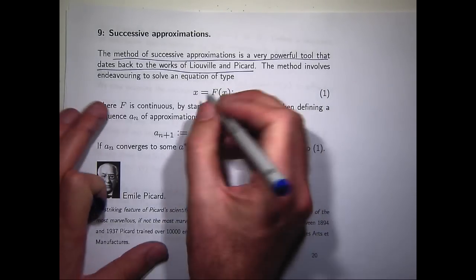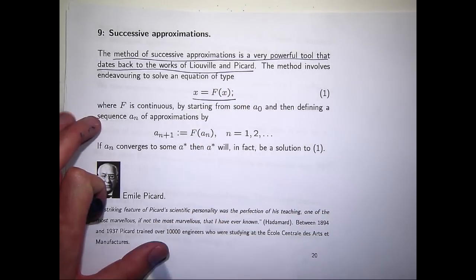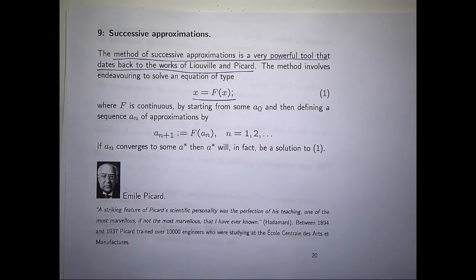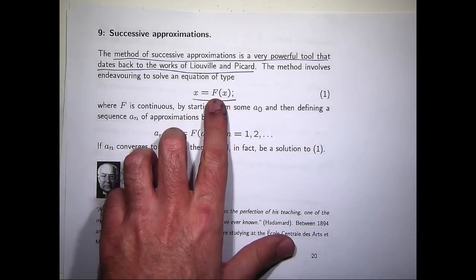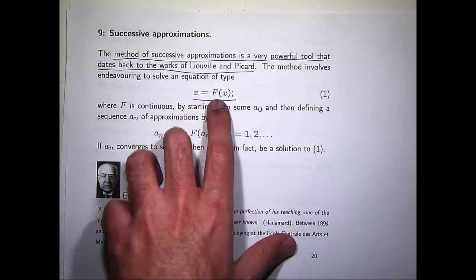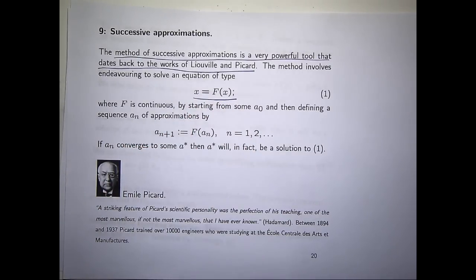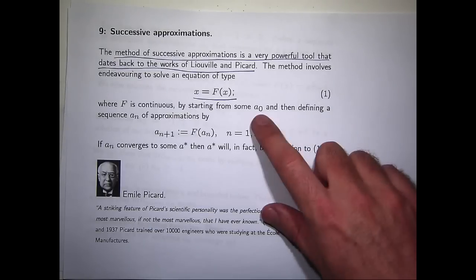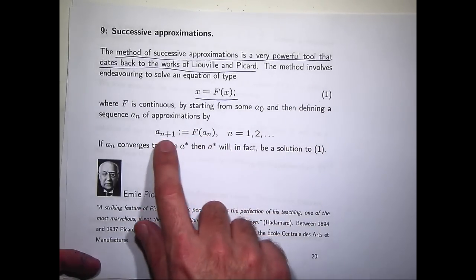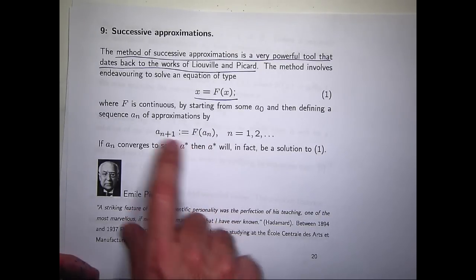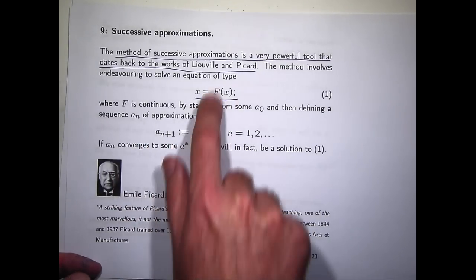So suppose we have an equation of this kind where f is some continuous function. Okay? This kind of problem is known as a fixed point problem. Any x satisfying equation 1 is called a fixed point of the operator f. Now, if f is continuous, the method is as follows. You start with some value, a sub naught, and then you define a recursive representation for your sequence a sub n through the f here.